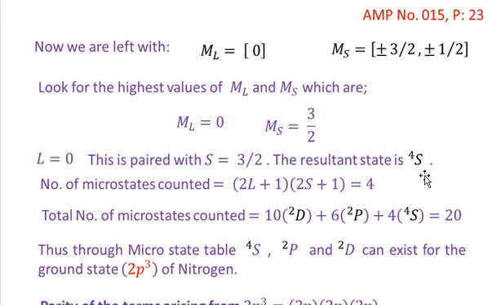So we have 4S. And this 4S state will exist how many times? (2L+1) times (2S+1). So putting L equal to 0 and S equal to 3/2, you get that value equal to 4. So you see that the 2D states can occur 10 times, 2P states can occur 6 times, 4S state can occur 4 times. So the sum of these states is 20. So these states can occur 20 times. Thus, through the microstate table, 4S, 2P, 2D can exist for the ground state 2p3 of nitrogen.